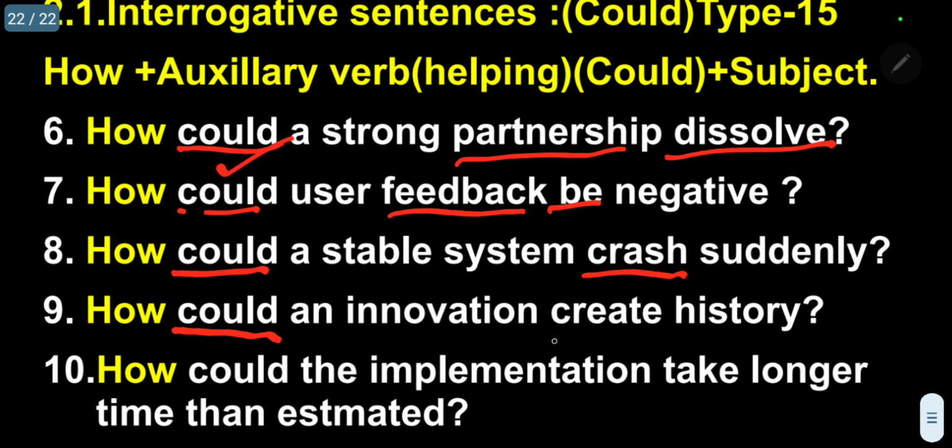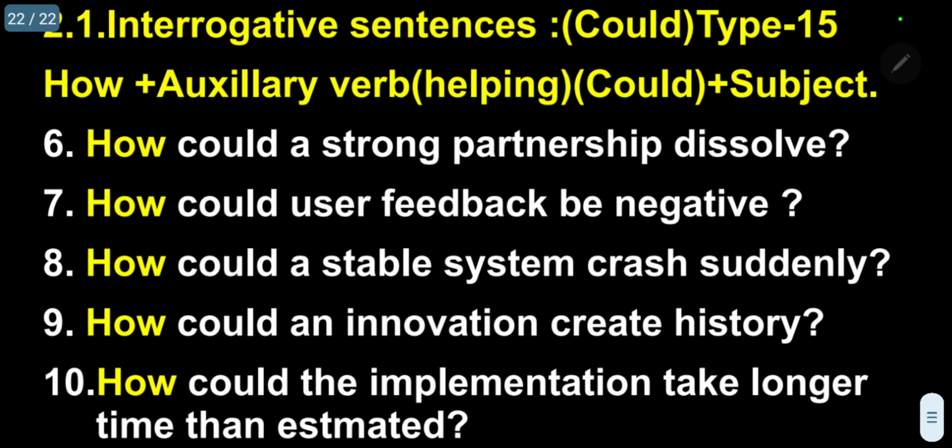How could an innovation create history? Create, main verb; could, auxiliary. How could the implementation take longer time than estimated? Take, main verb; could, auxiliary verb.